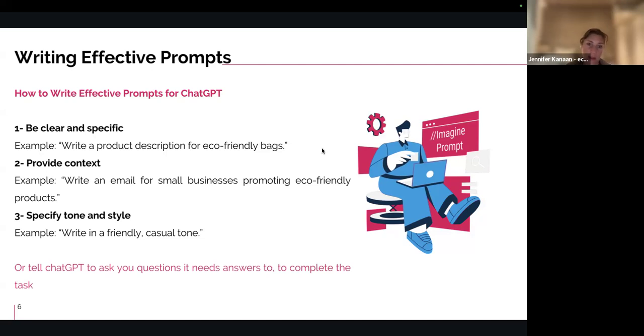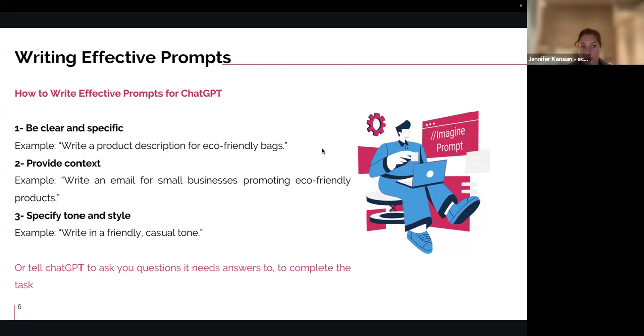One thing that is really relevant, especially if you have a background in marketing or branding, is to specify the tone and style. Whether you're sending an email for small businesses or B2B businesses, that will have to be a little bit more formal. But if you're writing a product description for eco-friendly bags with a target audience of Gen Z or millennials, this is definitely a different tone of voice that you want to use.